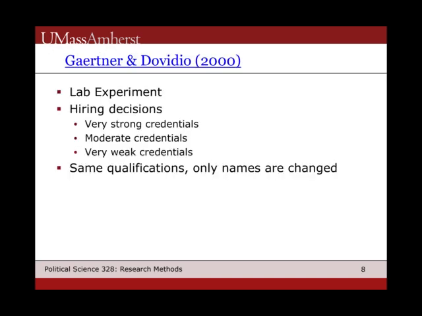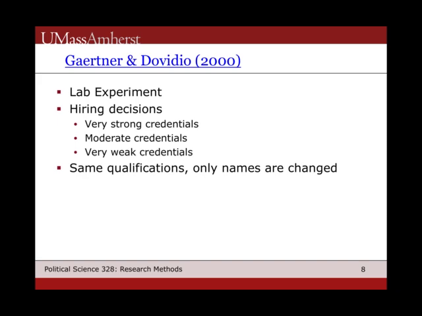So just to give you an example here of the type of experiment we might be talking about, this is a Gaertner and DeVido experiment where there were basically portfolios of potential people to hire. And the different people were being looked at in terms of their qualifications, so there were three types of applicants, either those with very strong credentials, moderate, or very weak credentials, and the only difference here is whether or not names were changed.